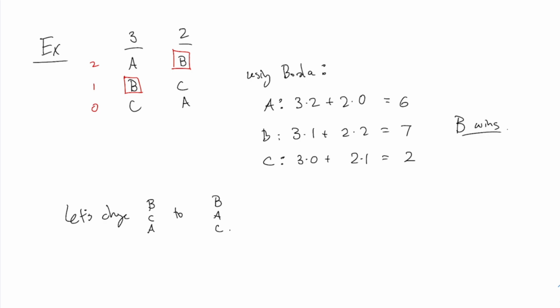In the context of the IIA, this is regarded as an irrelevant change because all I did was swap the two losers. B was the winner anyway, so it shouldn't matter because I didn't make B any lower. B is still in the top position there.